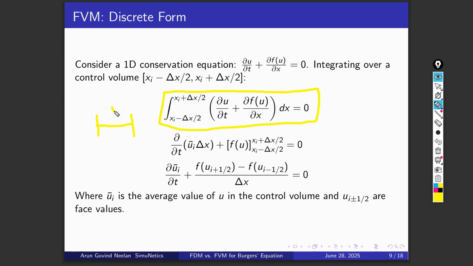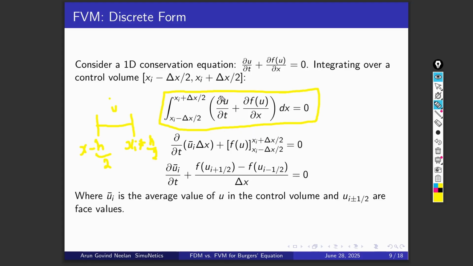So this is i, and this is xi plus h by 2, or del x by 2. This is x minus h by 2. So I'm just assuming del x is equal to h. That's why we have taken this limit and integrating that to 0.